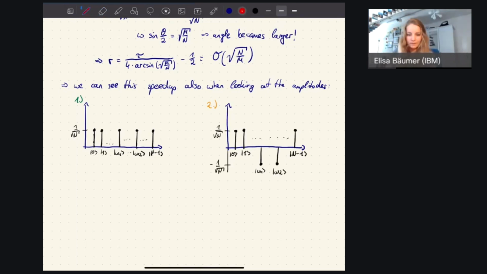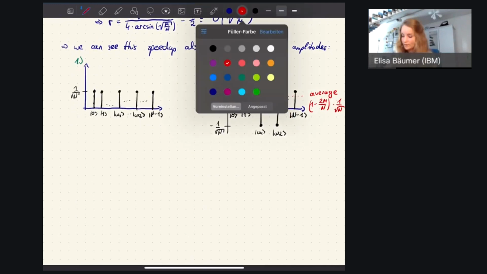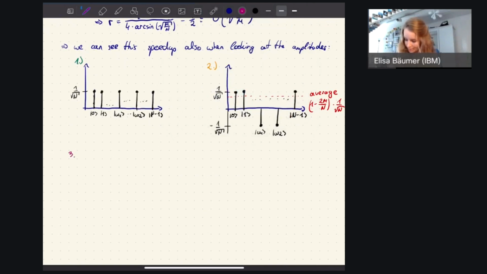Which means that now the average amplitude actually decreased even further, because we have multiple negative elements, right? So the average will actually be 1 minus 2m over n times 1 over square root of n. So you see, the larger the m, the smaller the average. And this then obviously changes also what happens in the third step.